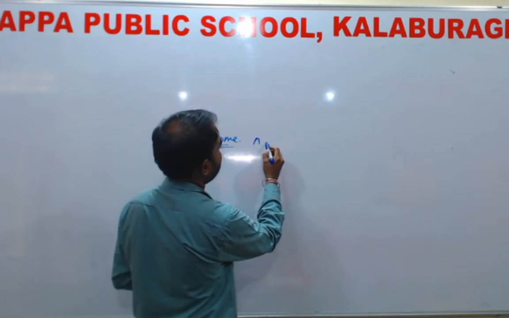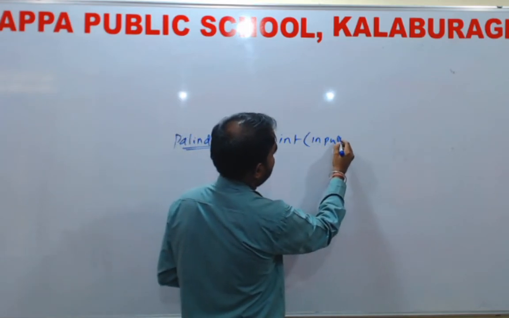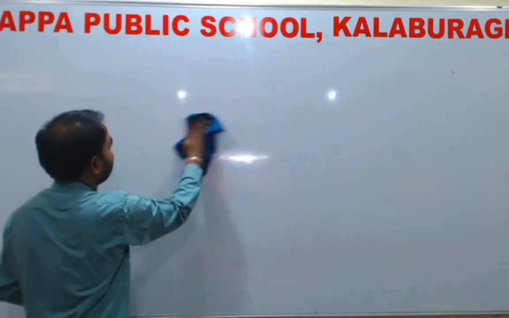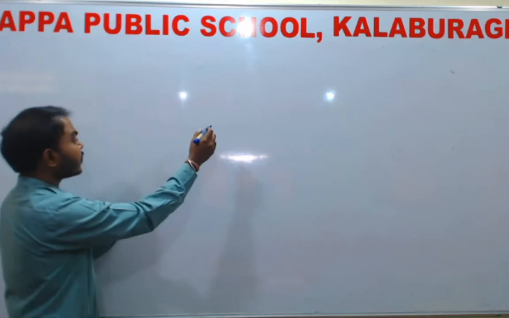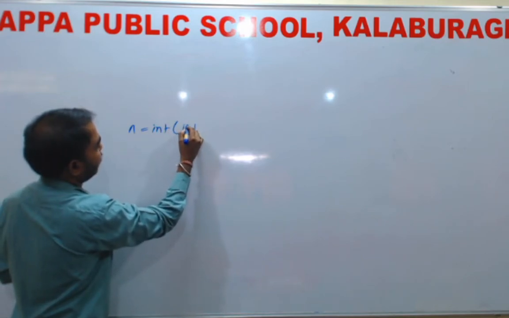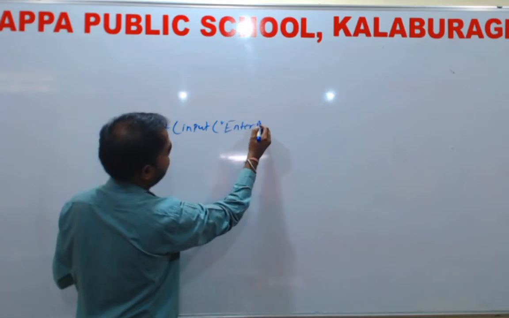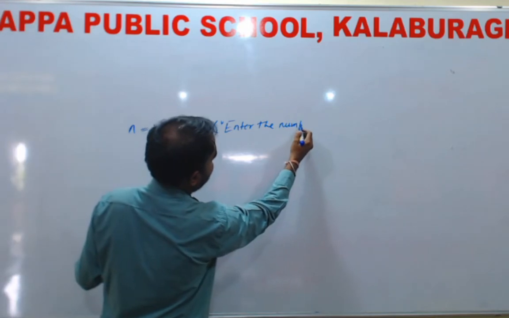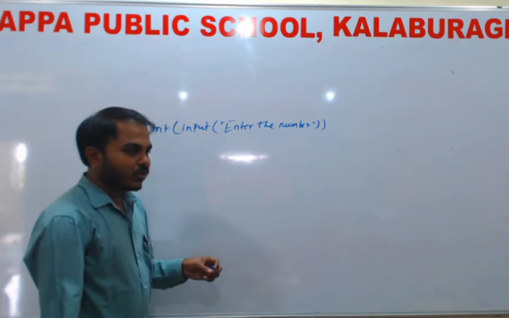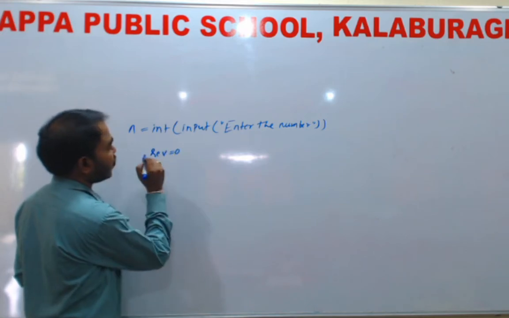So n is equal to int of input function. Let me take the input from the user itself. So let's start from here. n is equal to int input, so take the entry from the user, enter the number, right? Next, I am going to use a reverse variable. Initially it will be 0, so reverse is equal to 0.